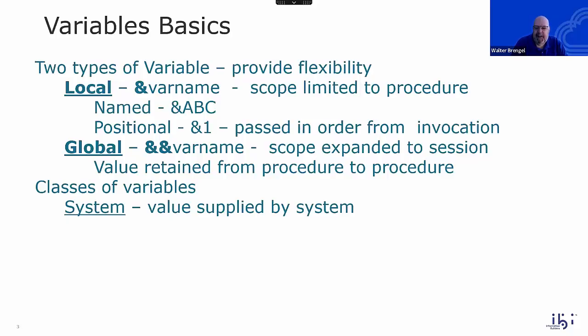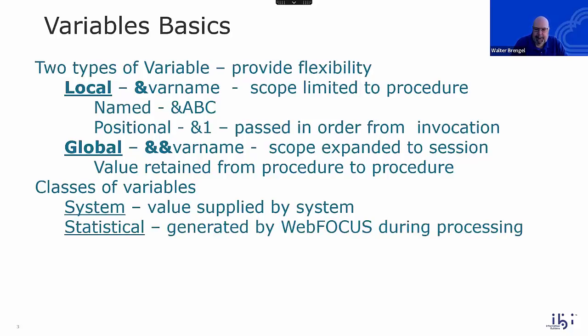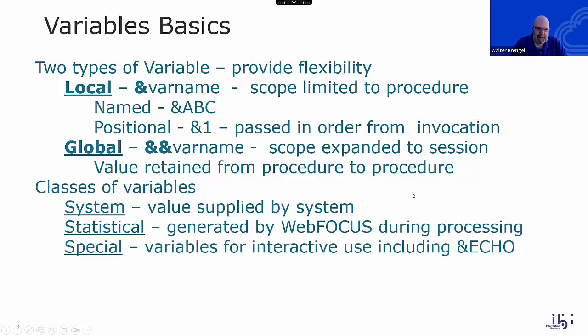All right, classes of variables. We have system variables, obviously supplied by the system. Statistical variables are things like, if I do a MODIFY, how many records did I read? How many did I insert? How many did I update? Those kinds of things are what we consider statistical, not to be confused with mean, median, mode, standard deviation type of thing. And then we have special variables for interactive use, including &ECHO. So we have a special set. If I do -SET &ECHO = ON; then I will get echoed back to the screen each Dialogue Manager command or each Focus command that we run into.